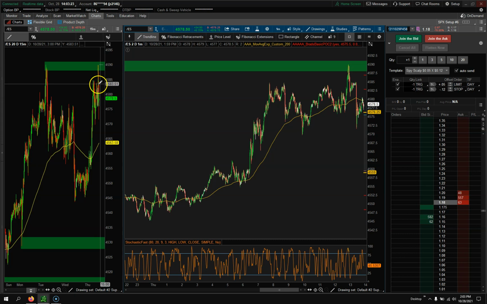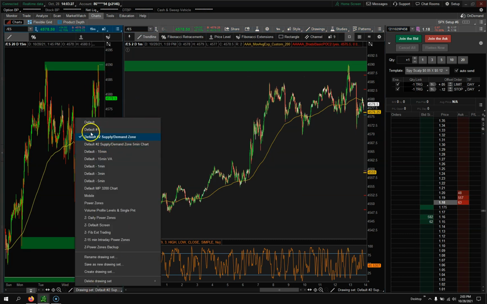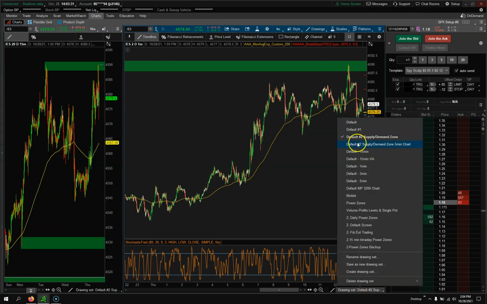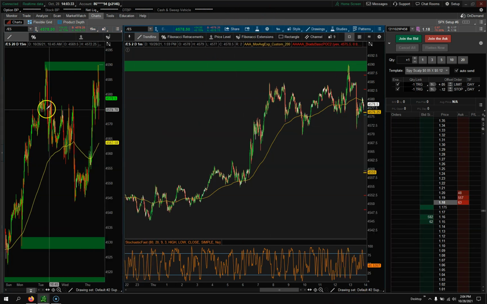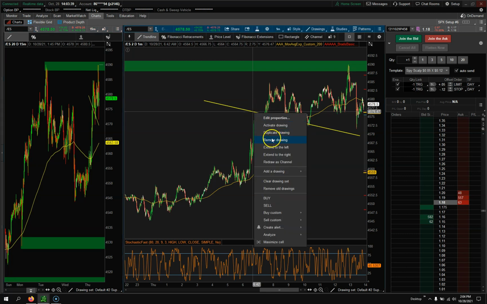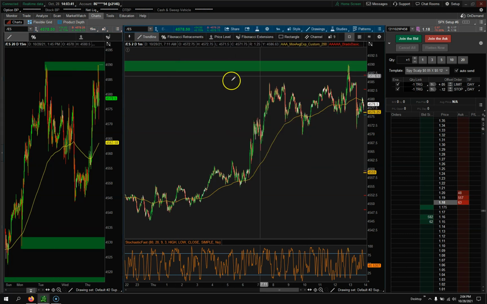Well, here's a cool little trick: if you make sure your drawings are linked up, default supply there, those are actually going to be the same. So if I draw a line over here on this chart, it'll show up on this chart, right? Or a box or whatever. But that's not the trick.